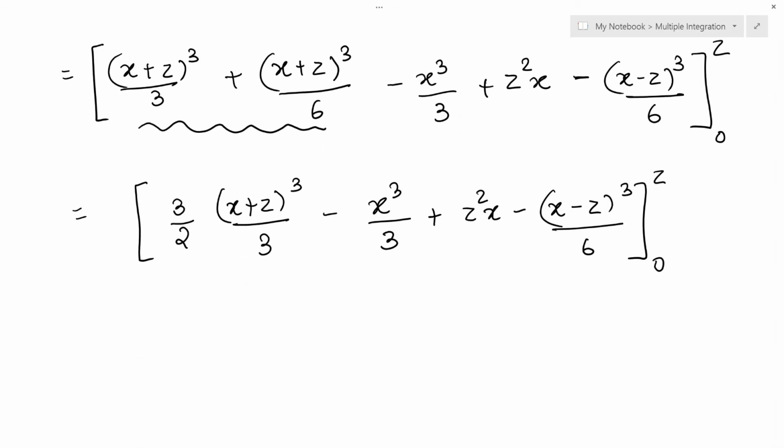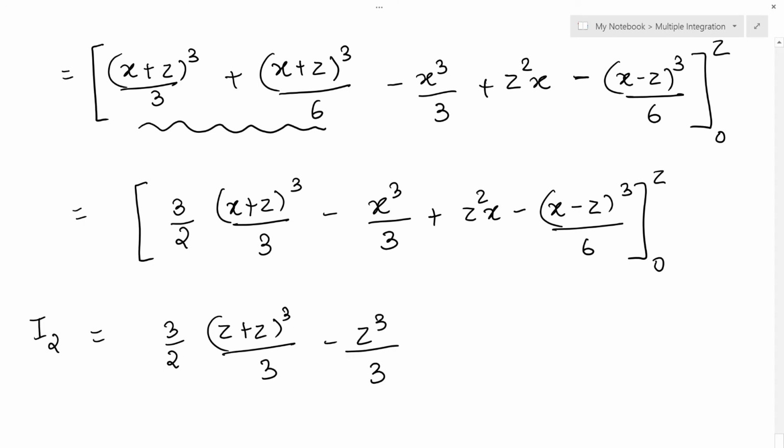So let me substitute the limits. My answer for I2 will be 3 by 2. If I substitute the upper limit, z plus z will be 2z cube, right? So if I simplify this, let me substitute the upper limit. Z plus z will be, if I substitute the upper limit, this will be the answer.